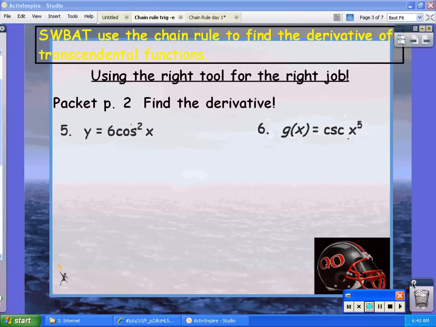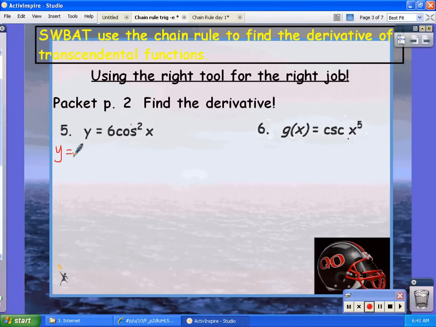And this is just to supplement what we do in class to give you another opportunity to look at these problems at your own pace. So let's get to it. We're going to find the derivative of these problems again using the chain rule, because these are composite functions where there's an inside function and an outside function. So let's take a look at problem number 5.